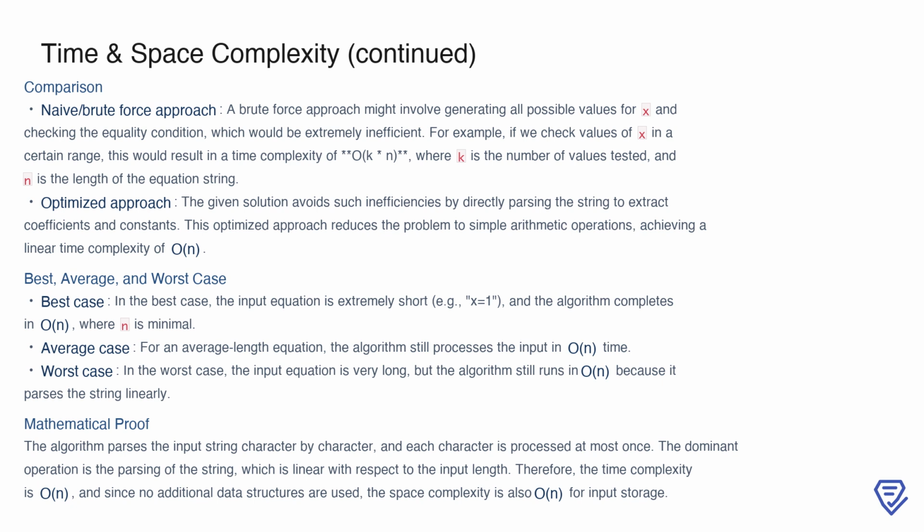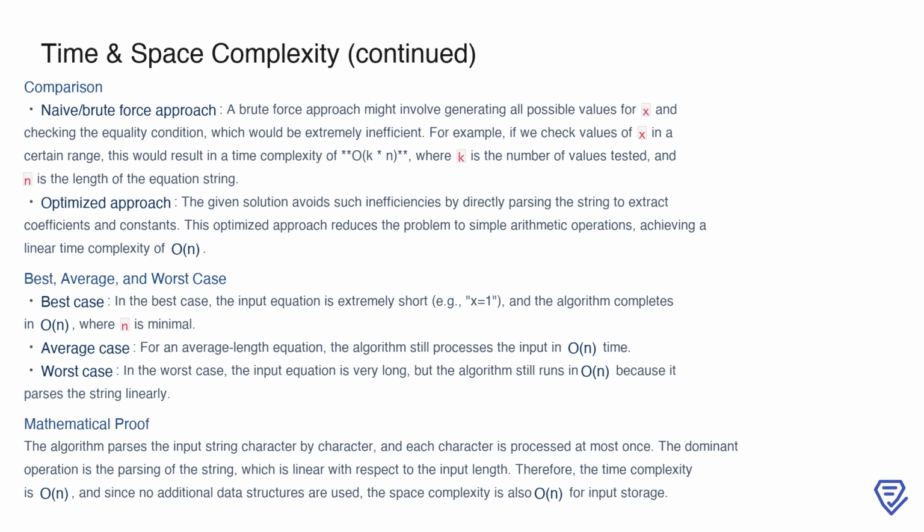In contrast, the optimized solution avoids this inefficiency by directly parsing the equation to extract coefficients and constants, reducing the problem to simple arithmetic operations. This leads to a linear time complexity of n. Whether the input equation is short, average, or very long, the algorithm always processes the equation in linear time.